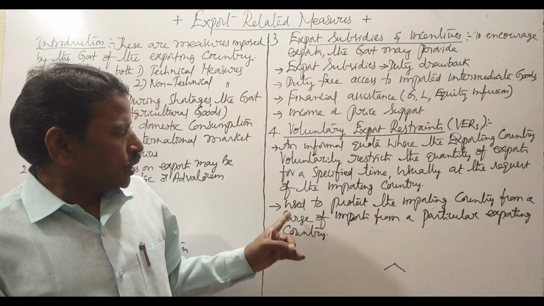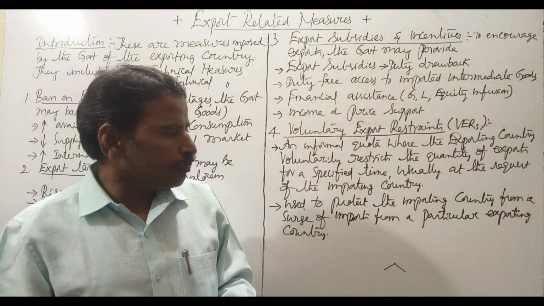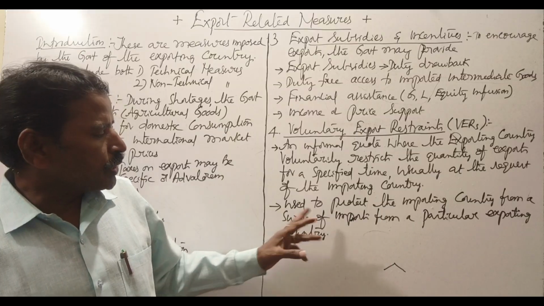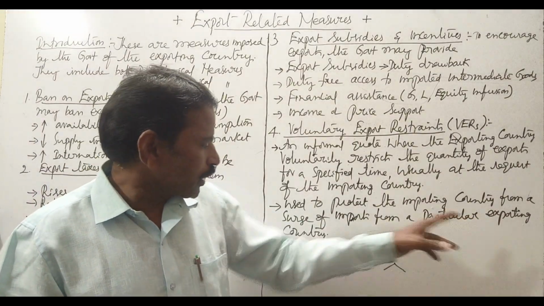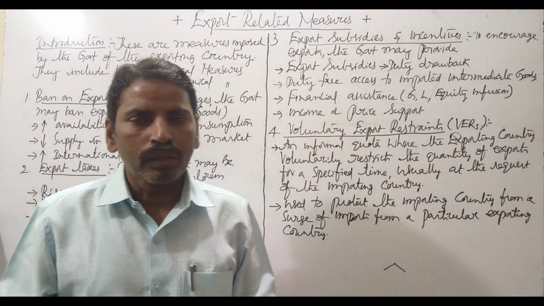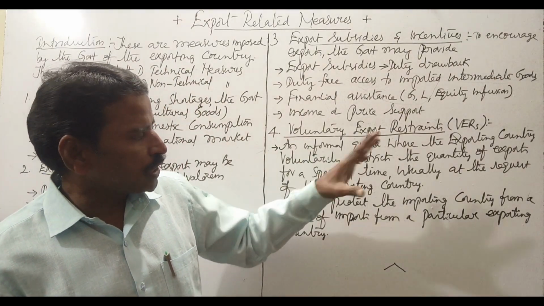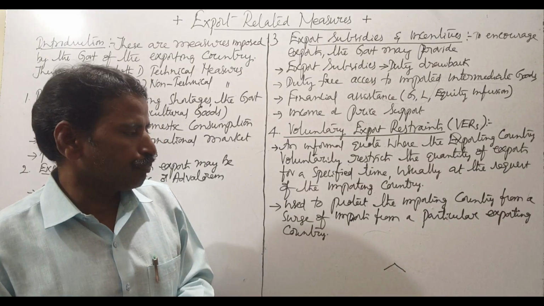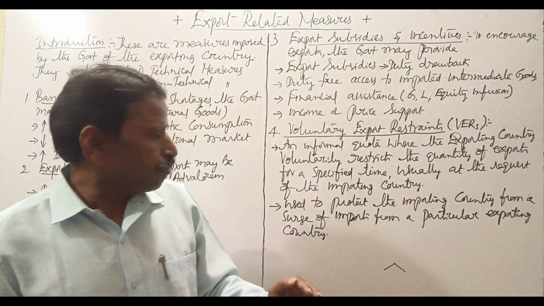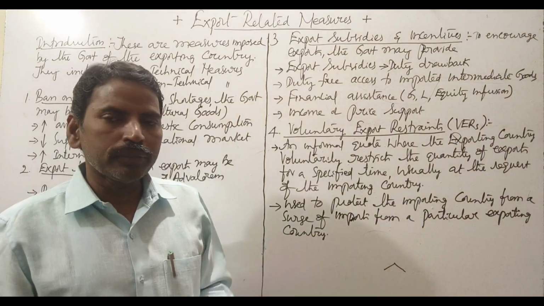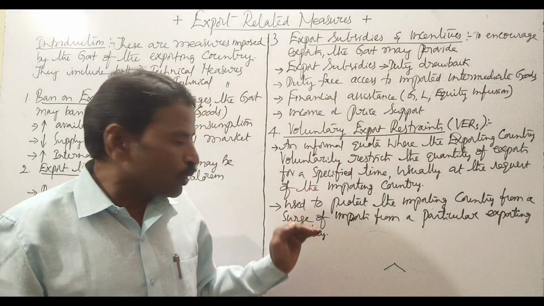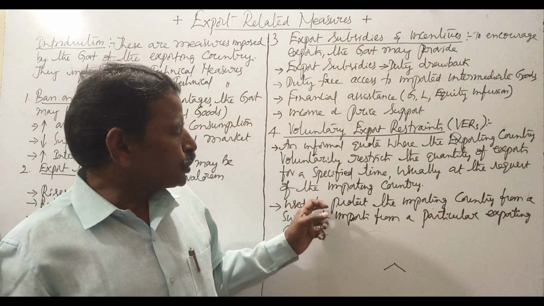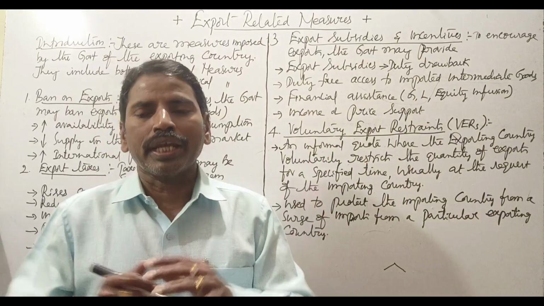Voluntary export restraints are used to protect the importing country from a surge of imports from a particular exporting country, just like a protective measure.